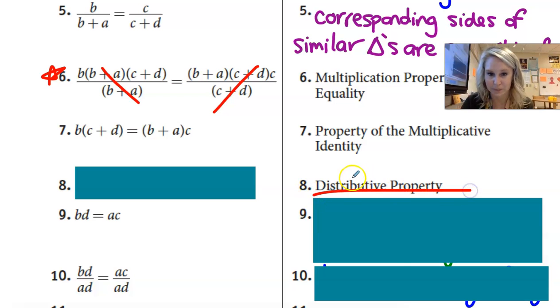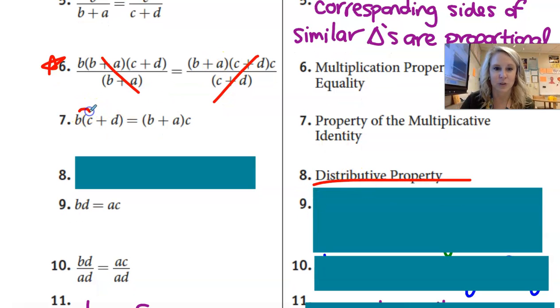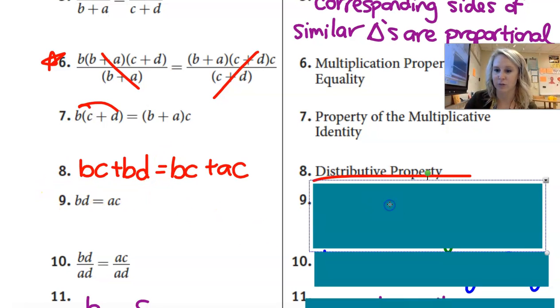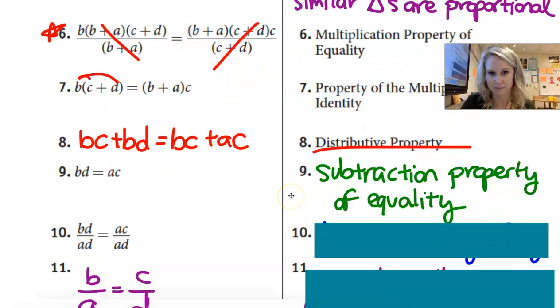Hey, distribute. So I can distribute B times C is BC, B times D is BD, and then B times C is BC, A times C is AC. Okay, so do not worry about any of this stuff. If you're with me on number 8, we're good. Now what happened from 8 to 9? This dropped down, but the BC's went away because you can subtract BC from both sides and cancel it out, which would be the subtraction property of equality.